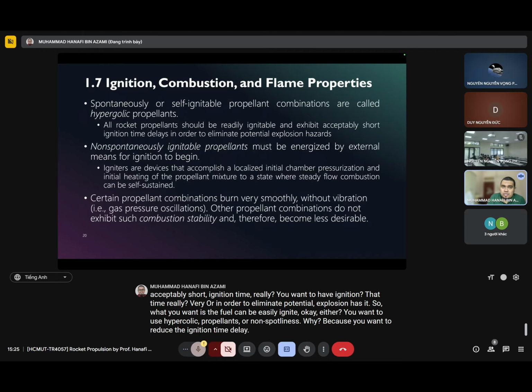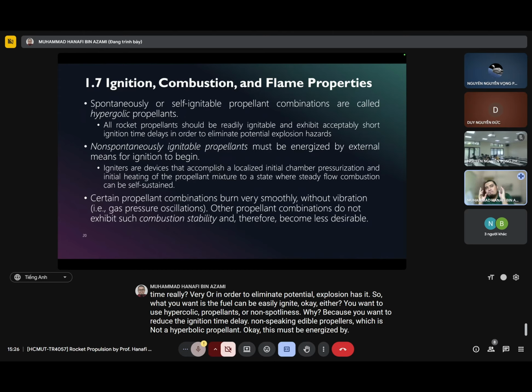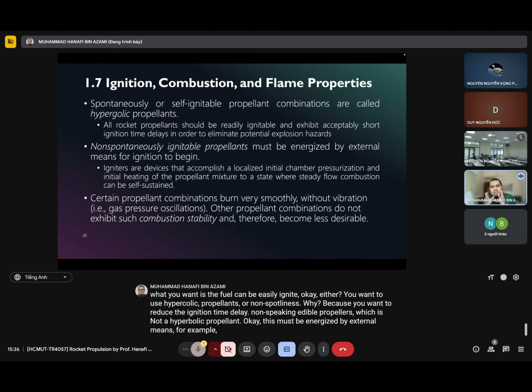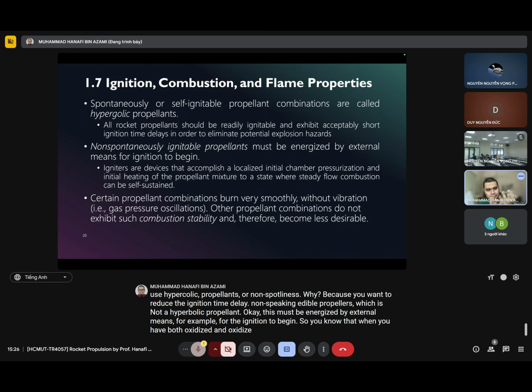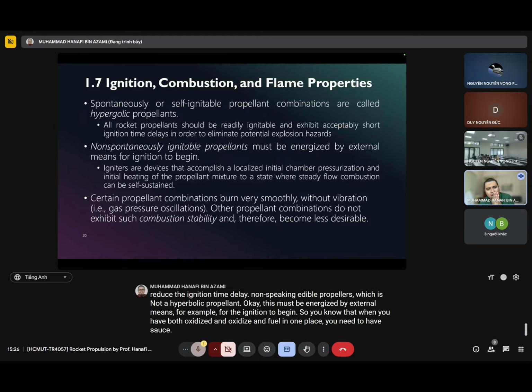Non-spontaneous ignitable propellants, which are not hypergolic, must be energized by external means for the ignition to begin. When you have both oxidizer and fuel in one place, you need a heat source for ignition so that combustion can happen. Igniters are devices that accomplish localized initial chamber pressurization and initial heating of the propellant mixture to a state where steady flow combustion can be self-sustained. So when you ignite, the fuel and the oxidizer combust, and then you have a flame.